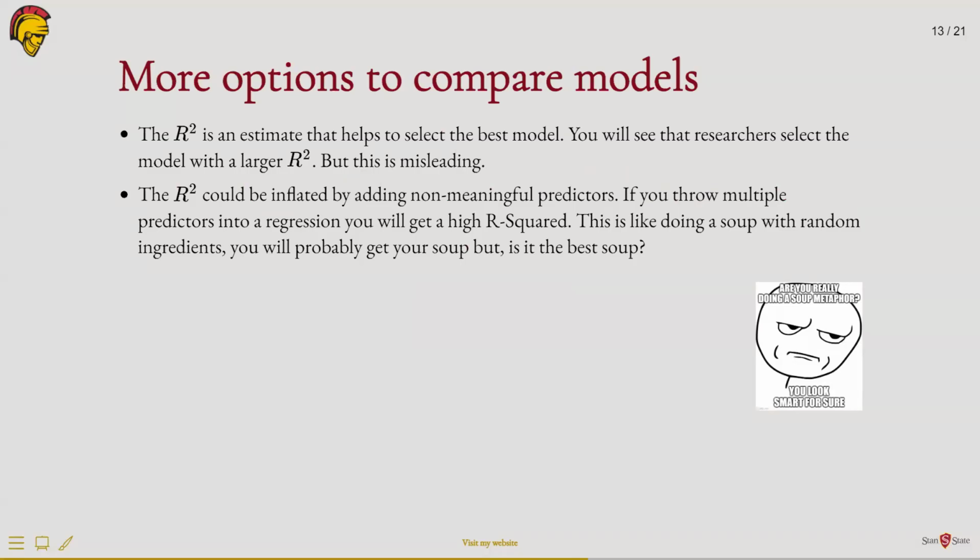Well, this is what I said before. Many times researchers will use the R-squared as the only indicator for selecting models, which is fine when you are exploring the data, right? You don't know a lot about the topic or you don't know about the data that you have in hand. So the R-squared could be a good method.